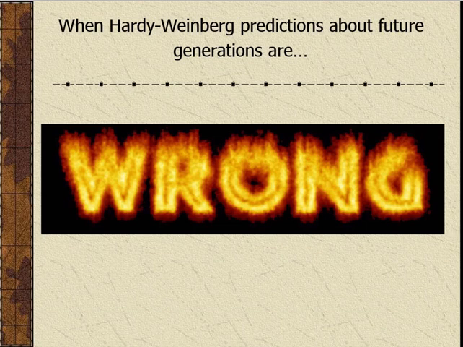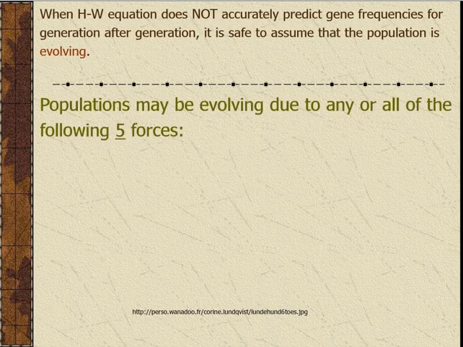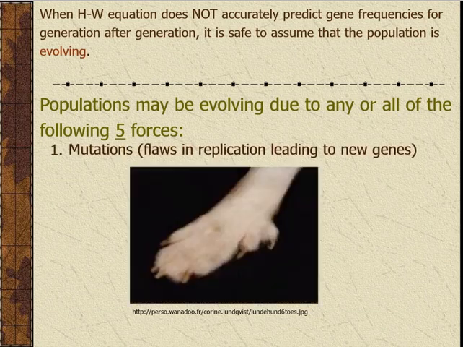They're kind of the opposite of the requirements that Hardy Weinberg said have to be occurring so that evolution doesn't happen, but not exactly. Okay, if evolution is happening, there's probably one of five things occurring. The first one, mutations. There's new mutations. They said originally there can't be new mutations. Well, now there's new mutations, flaws in replication leading to new genes that are causing the gene frequencies to change.